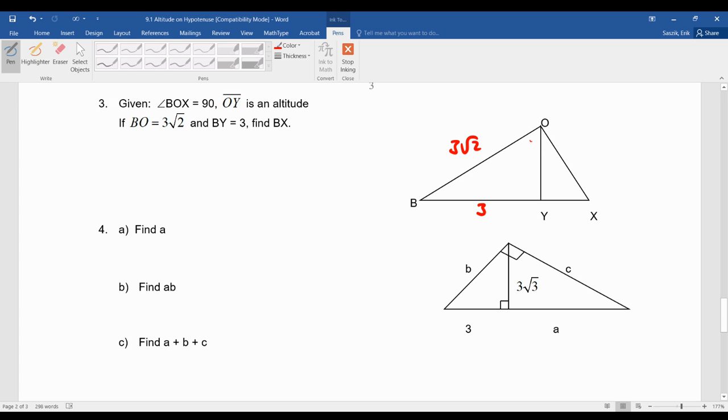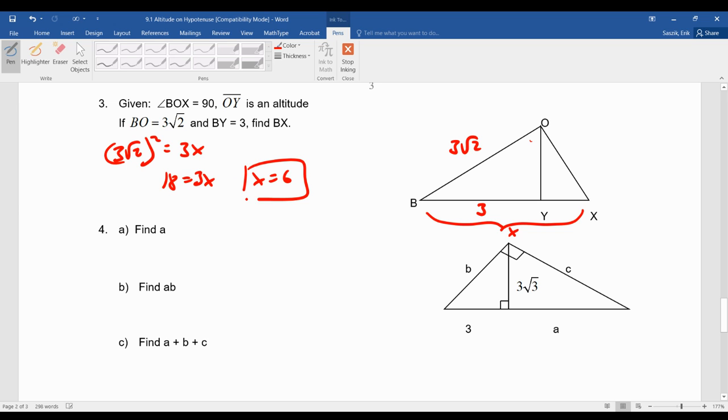Find BX. So you know what I'm going to do? A lot of people want to call this their variable. I'm going to just call this whole thing x. So 3 root 2 is a leg. So leg squared equals the adjacent part times the whole, which is just x. This is why I'm doing this problem. So you apply this square to both. 3 squared is 9. Root 2 squared is 2. So 9 times 2 is 18. So clearly x equals 6.